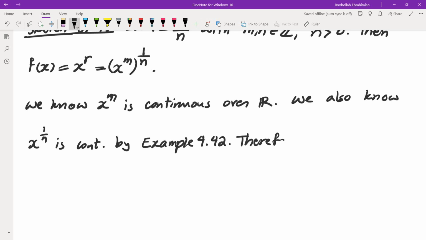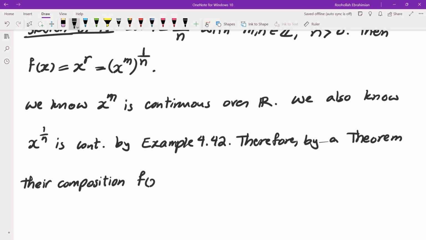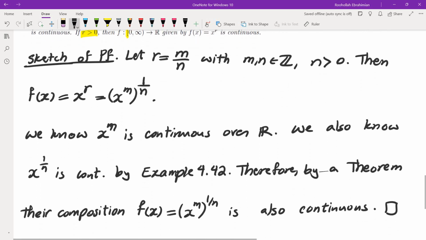Therefore, by a theorem, their composition f of x equals x to the power of m to the power of 1 over n is also continuous. And that's exactly what we wanted to show.